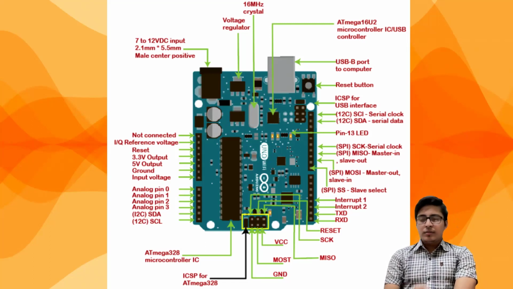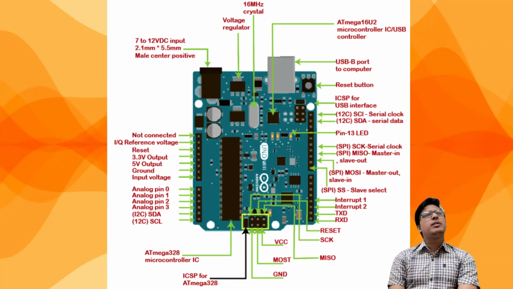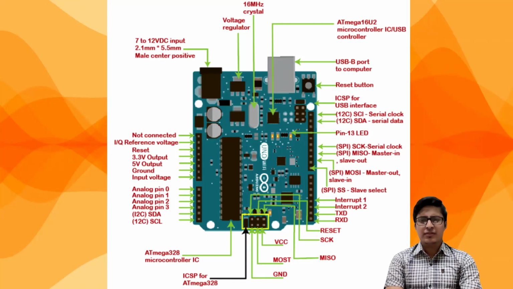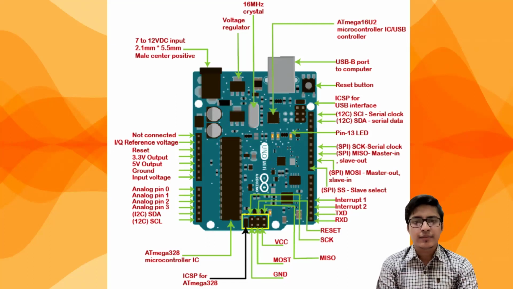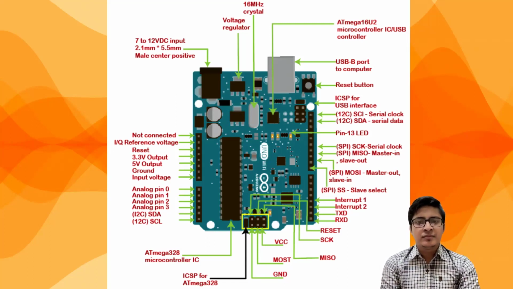All right, so basically I'll be giving you examples of swarm bots and everything. Then you'll learn it. SS, that is slave select.